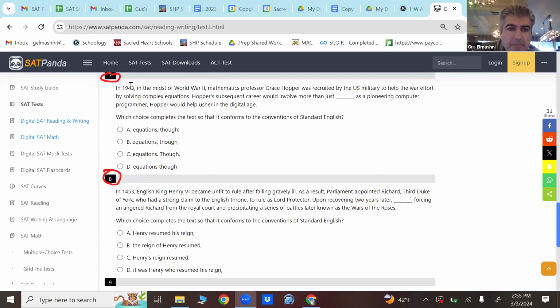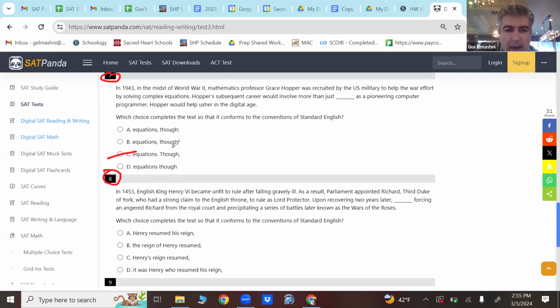Because read again. In 1943, in the midst of World War II, mathematics professor Grace Hopper was recruited by the U.S. military to help the war effort by solving complex equations. Hopper's subsequent career would involve more than just that, however, or more than that, though. You need to make sure the second sentence contrasts with the first, so those got to be part of the first sentence. That's why C wouldn't work. So it would have to be A. Yeah, it's got to be A.